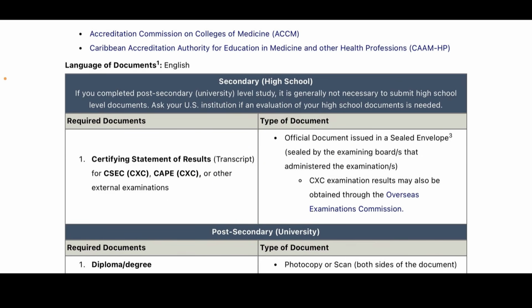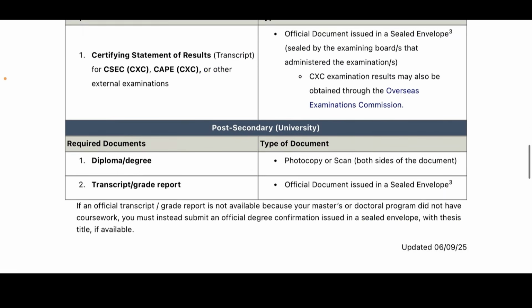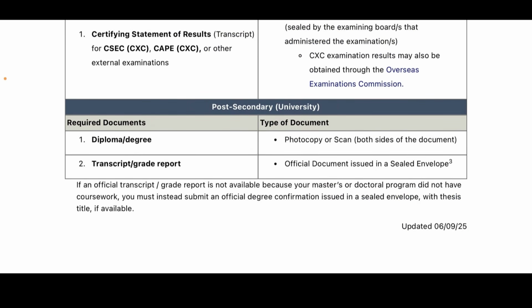Also, you could go on the cxc.org website and request your transcript online from CXC instead of going to the Overseas Examinations Council, and all that can be done online with CXC, and they charge like $50. If you go to Kingston as well, they will also charge you a fee to send that, so it will amount to the same.